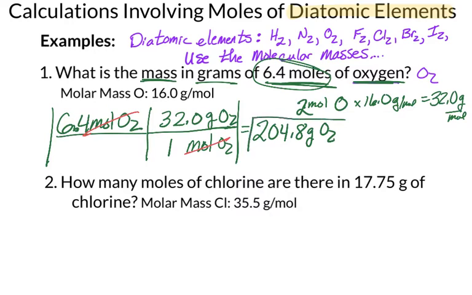And now let's try the other direction. So number 2, how many moles of chlorine are there in 17.75 grams of chlorine?